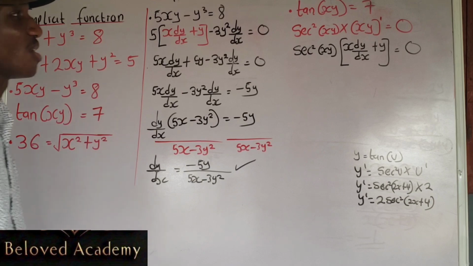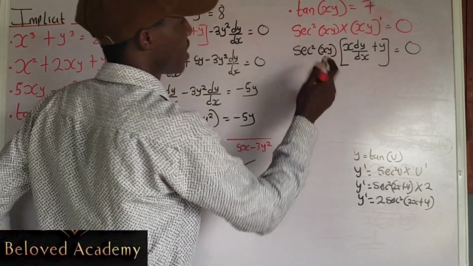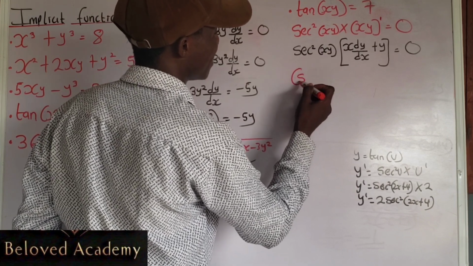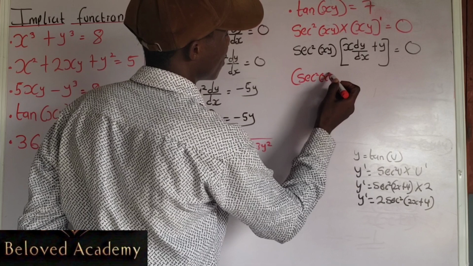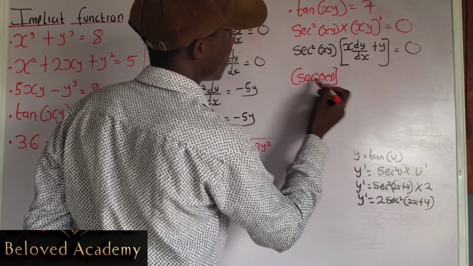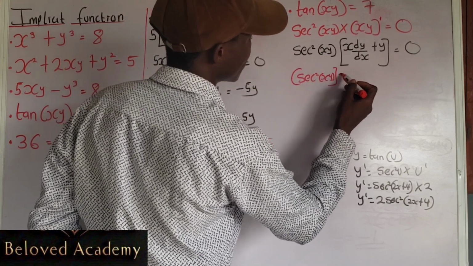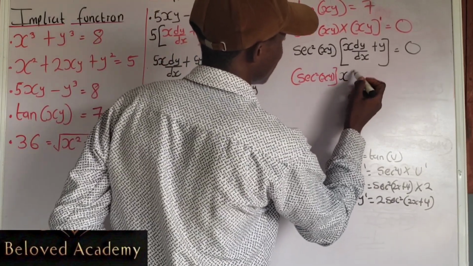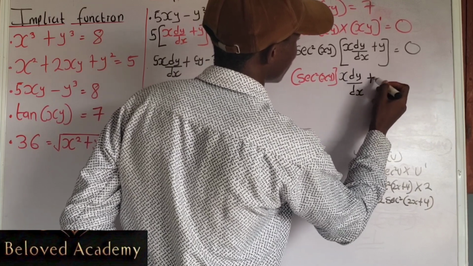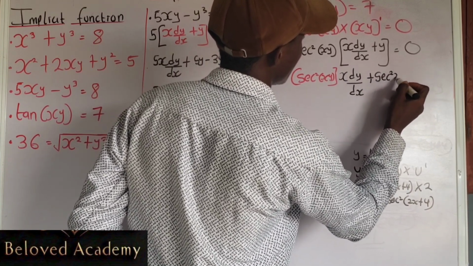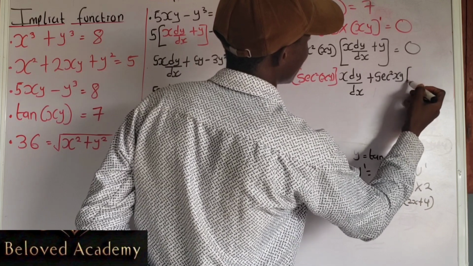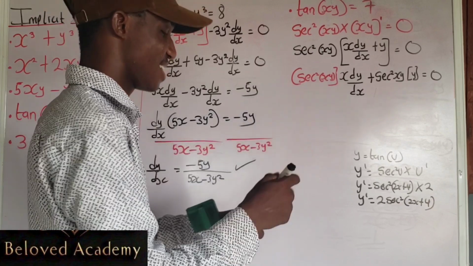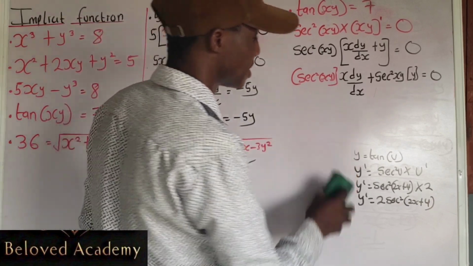Now let us open the bracket using sec square xy. I'm going to have sec square xy multiplied by x dy by dx plus sec square xy multiplied by y equals 0. Okay, do you understand how I got here? Now, since we are done with this, I can erase it.